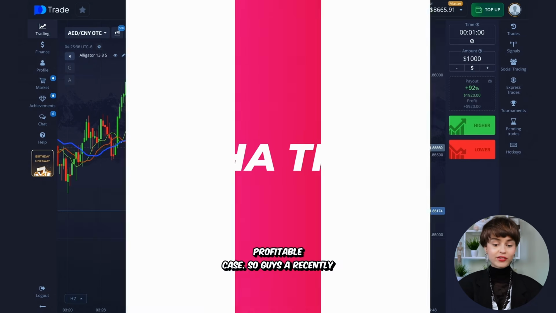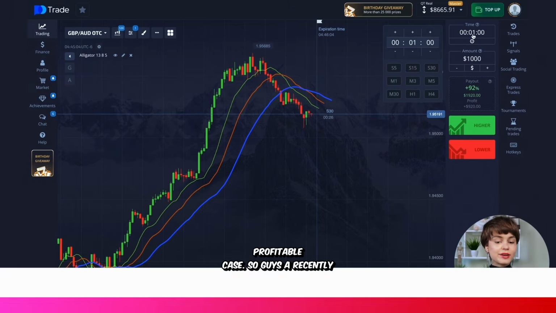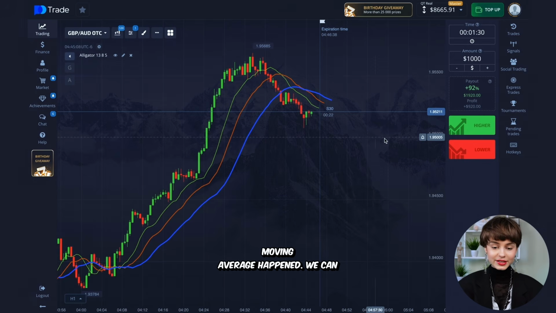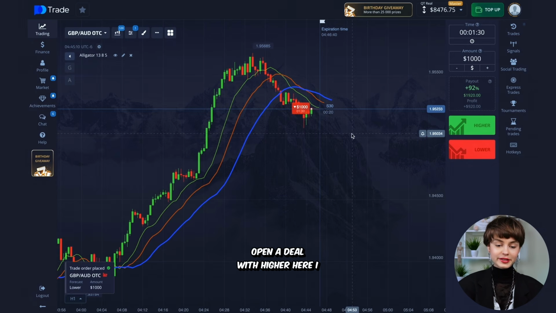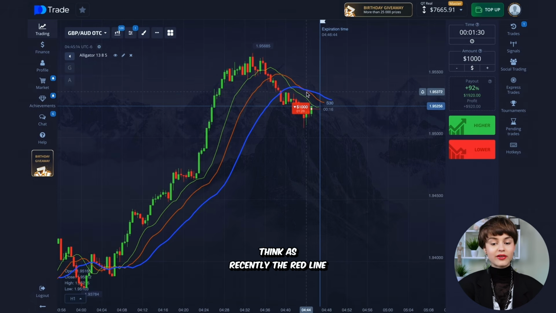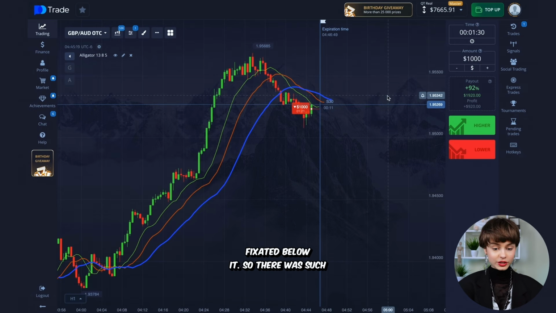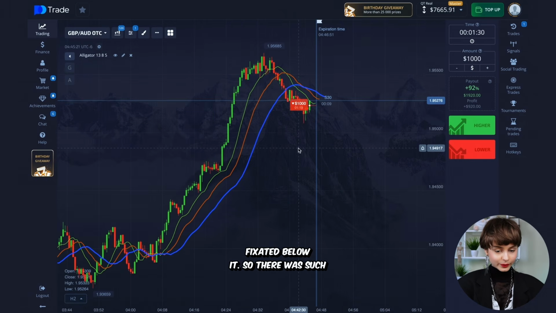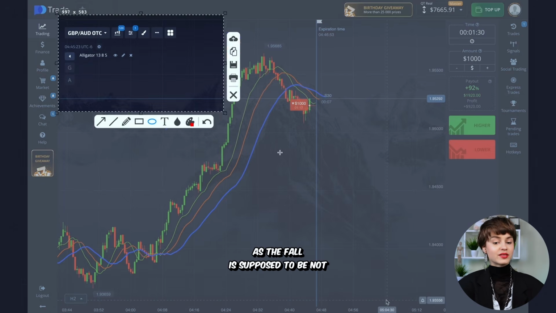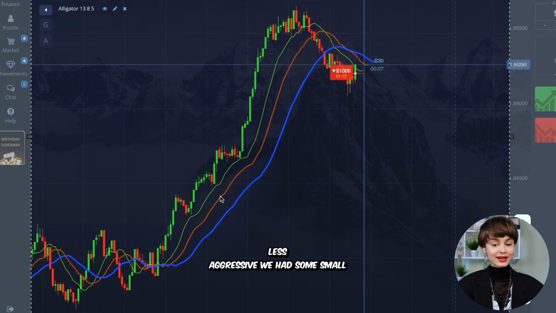Let's look for the next profitable case. So guys, recently full intersection of 3 moving averages happened. We can open a deal with higher here, I think, as recently the red line appeared below the blue one and fixated below it. So there was such an aggressive uptrend here, so the fall is supposed to be not less aggressive.